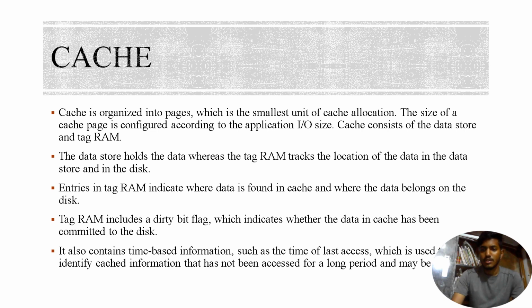The tag RAM includes a dirty bit flag, which indicates whether the data in cache has been committed to the disk. It also contains time-based information such as time of last access, which is used to identify cache information that has not been accessed for a long period and may be freed up.